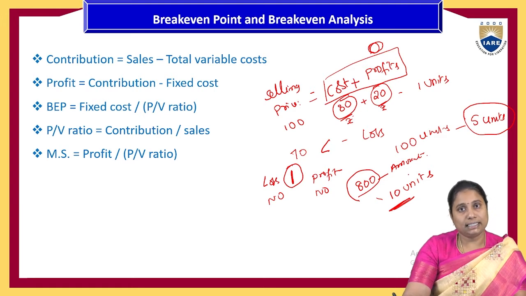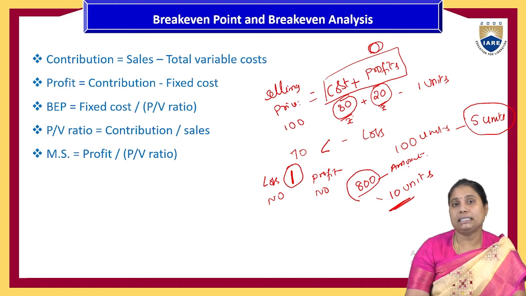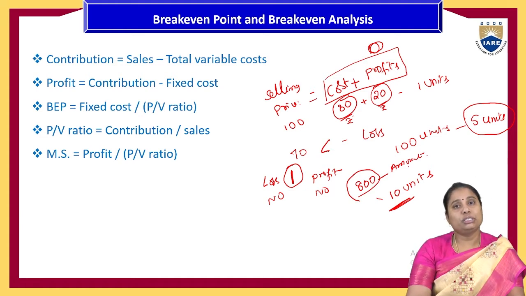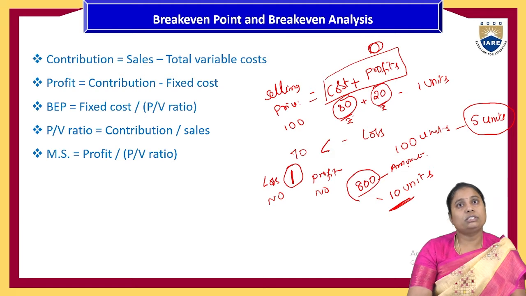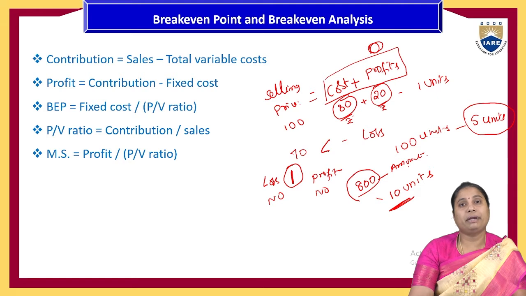For calculation purposes, some formulas are formulated for easy calculations. Contribution is equal to sales minus total variable cost, and profit is equal to contribution minus fixed cost. Break-even point is equal to fixed cost divided by profit volume ratio, where the profit volume ratio can be calculated as contribution divided by sales. MS stands for margin of safety.